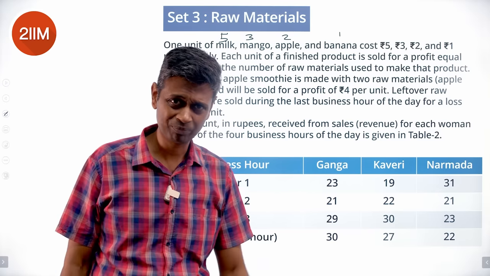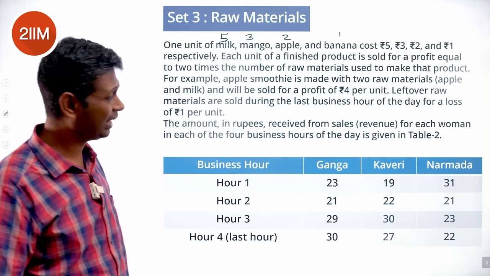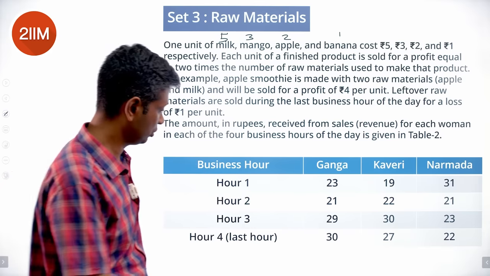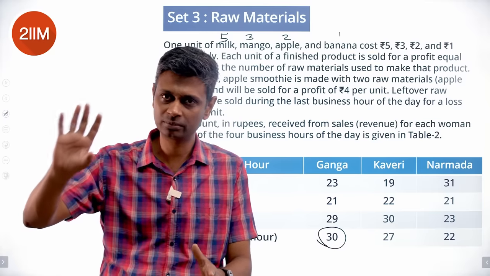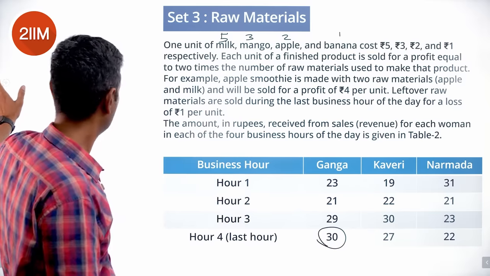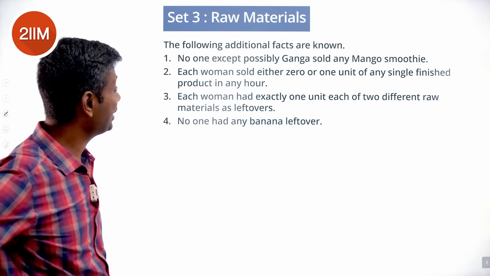23, 19, 31, 21, 22, 21, etcetera. The raw materials leftover are sold in the last hour. So this is not just sale. This is sale and leftover that needs to be sold off. Lovely. The following additional facts are known.